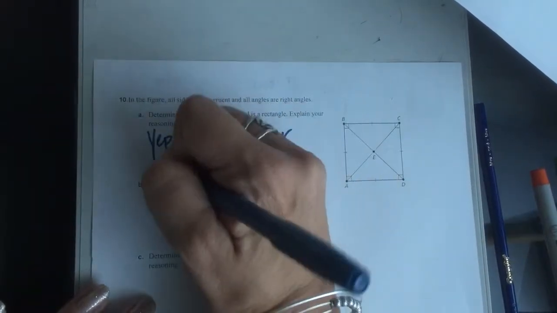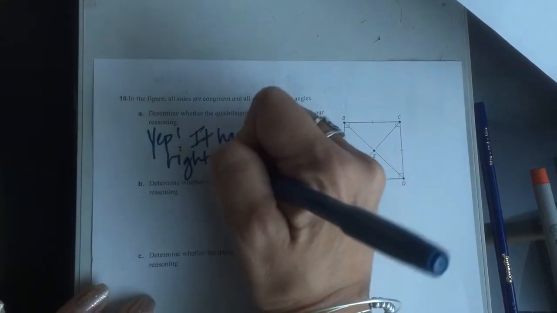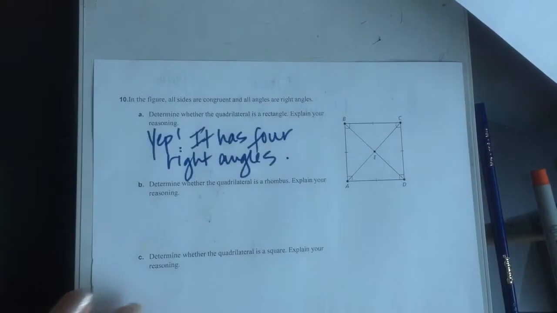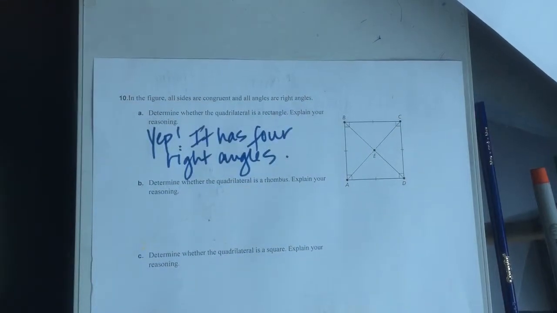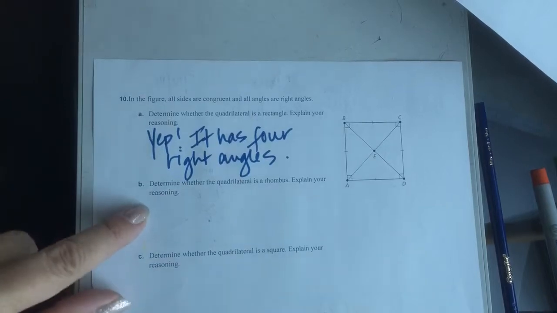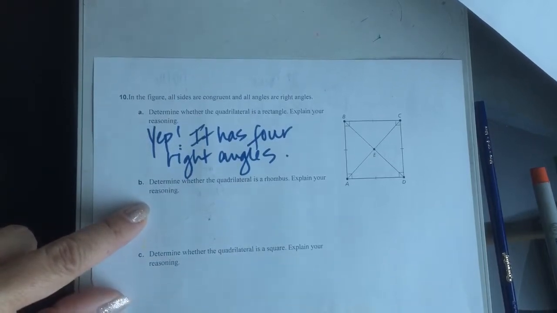The only thing I'm doing when it asks me if it's a rectangle is going back to the definition of a rectangle. Does this figure satisfy a parallelogram with 4 right angles? I can call it a rectangle. I know I could get more specific and call it a square too, but the question is asking me, does it fit this definition? So determine whether the quadrilateral is a rhombus and explain your reasoning.